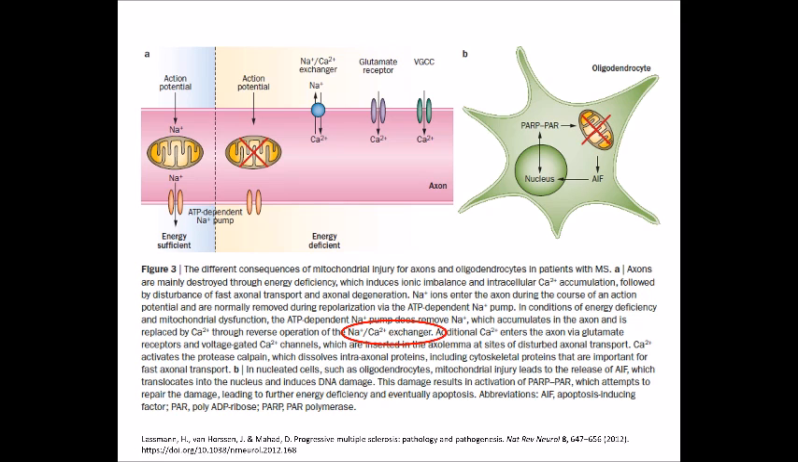So now we'll have cells, not just neurons, that could be dying, but also peripheral oligodendrocytes. When they die, they can release factors that can be even more damaging to the cells around them.